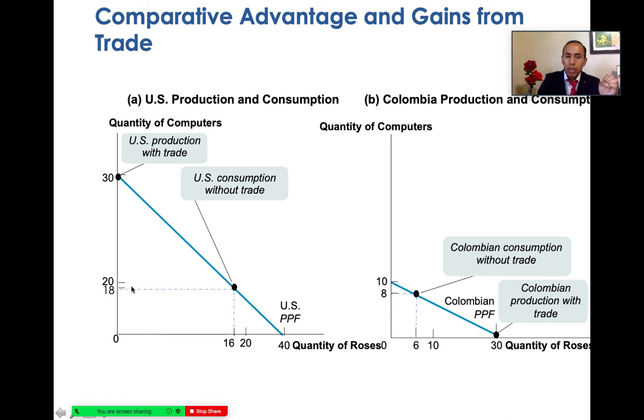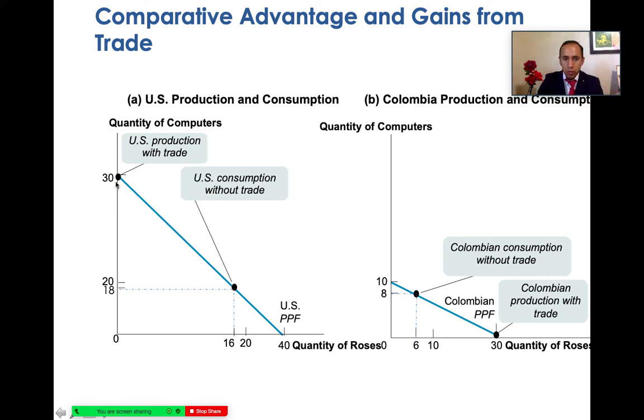It's going to want to keep more computers than it can produce by itself, which is 18. So it's going to keep 20 computers with trade, and the remaining 10 computers are going to be traded to Colombia in exchange for roses. The US is going to want to have more roses than what it can produce on its own, which is 16. So the US is going to take 20 roses from Colombia in trade, and Colombia is going to want to keep more roses than it can consume on its own. So they're going to want to keep more than 6, which in this case is 10. So let's take a look at how this is going to look.